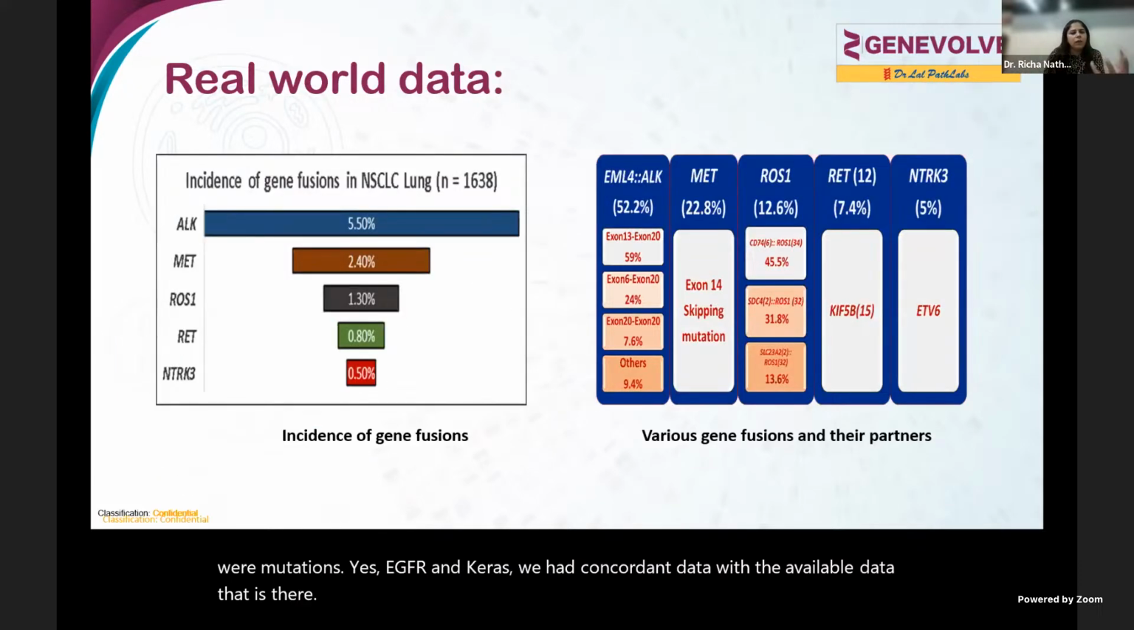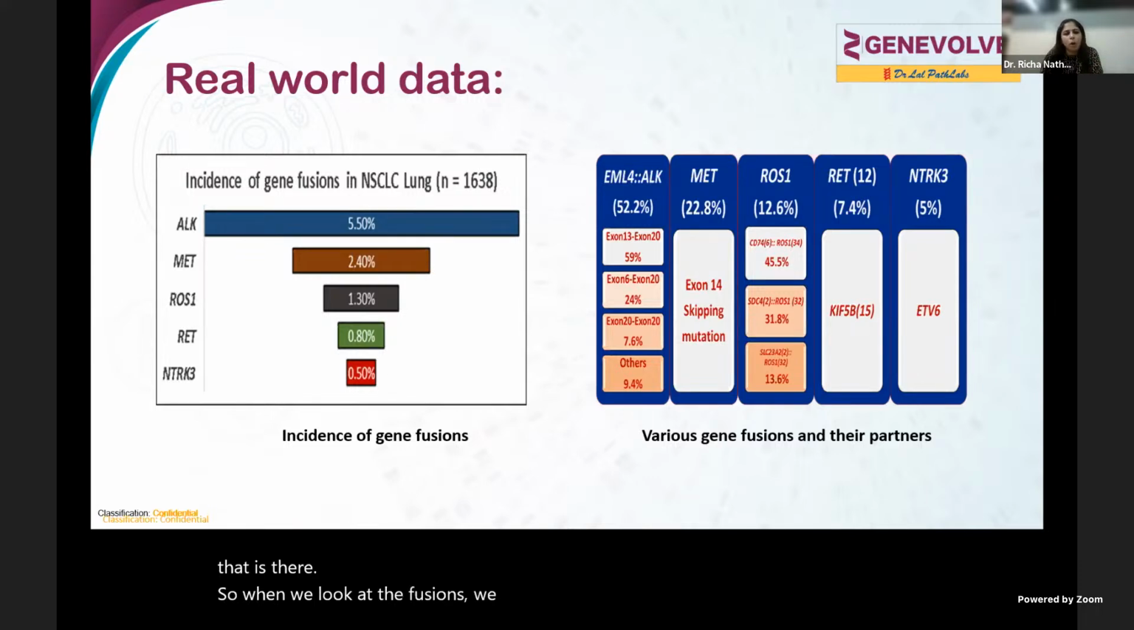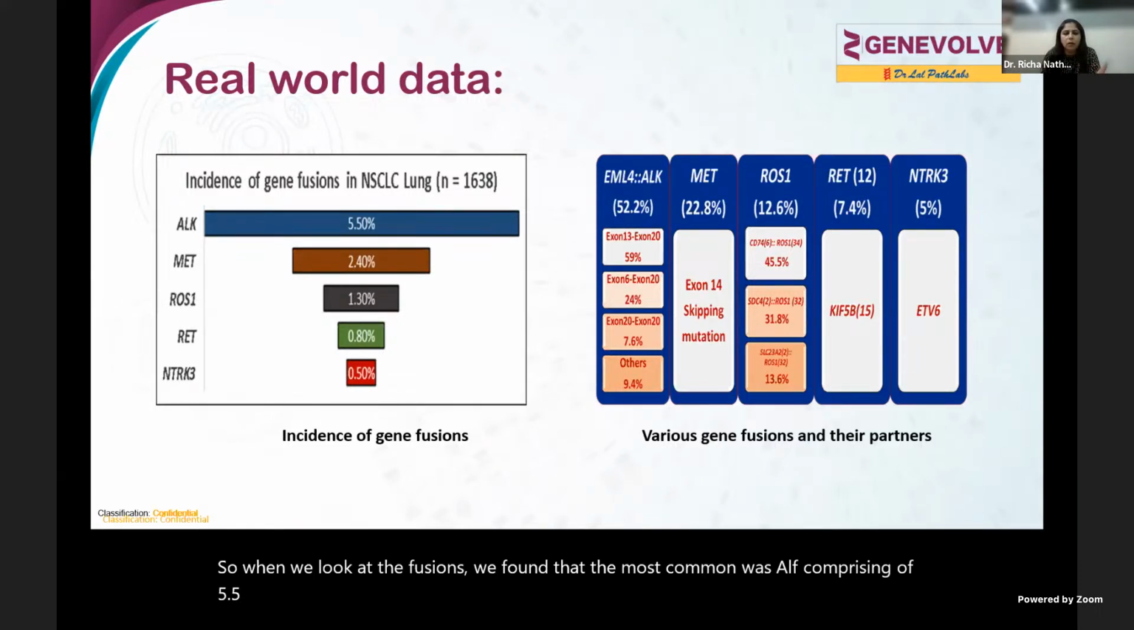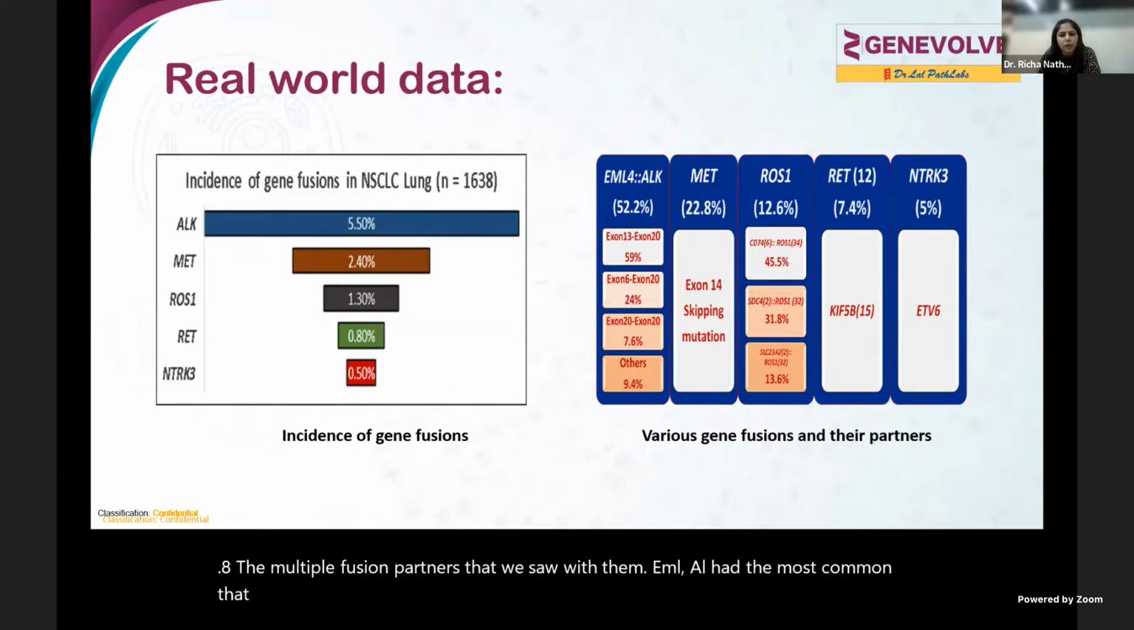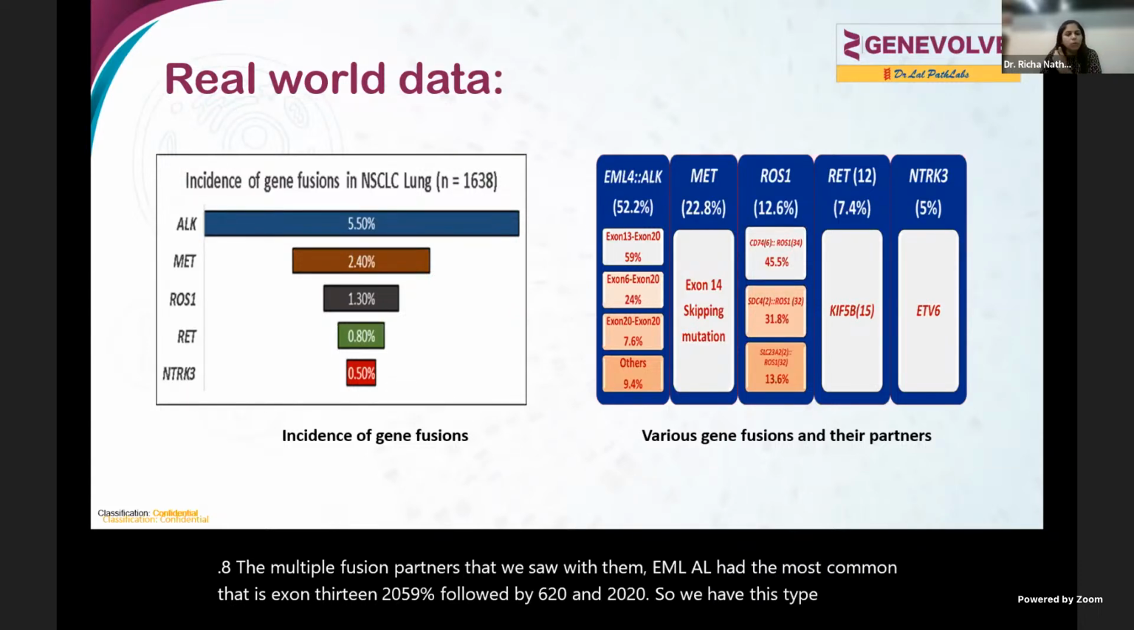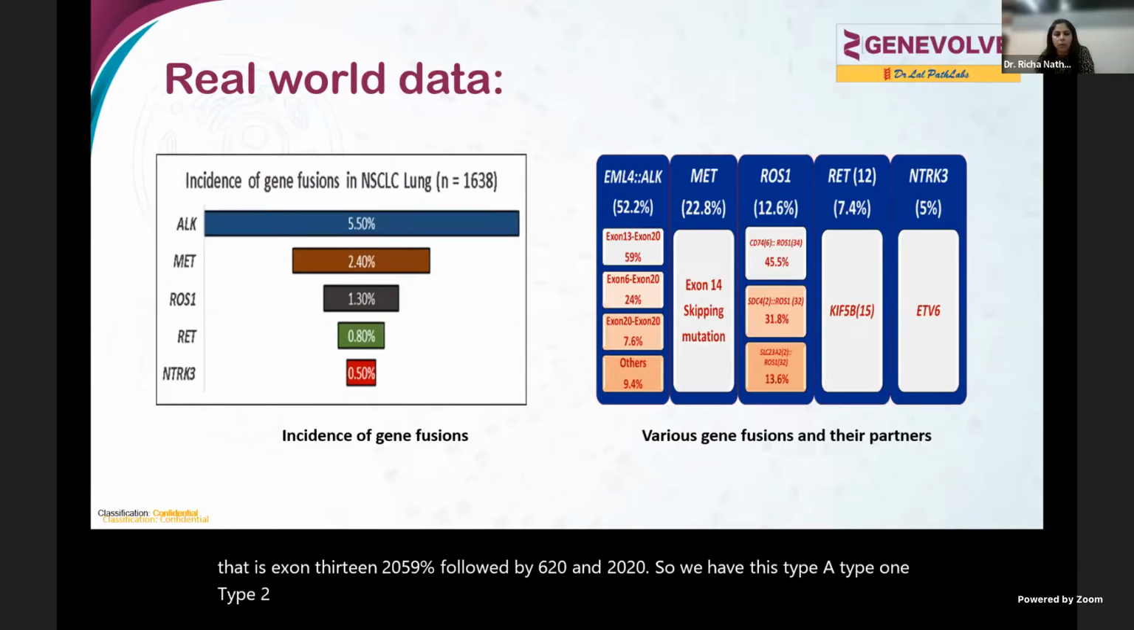Yes, EGFR and KRAS, we had concordant data with the available data that is there. When we looked at the fusions, we found that the most common was ALK, comprising 5.5%, followed by MET and ROS. And NTRK was around 0.5% and RET was around 0.8. The multiple fusion partners that we saw with them, EML4-ALK had the most common, that is exon 13;20, 69%, followed by 6;20 and 20;20. So we have type A, type 1, type 2, and type 3A.